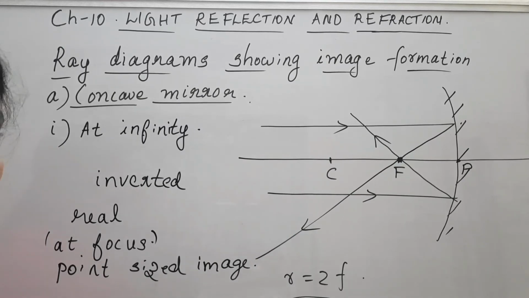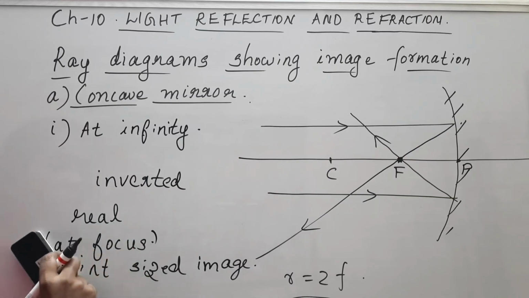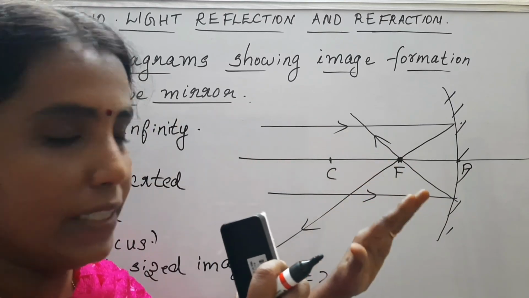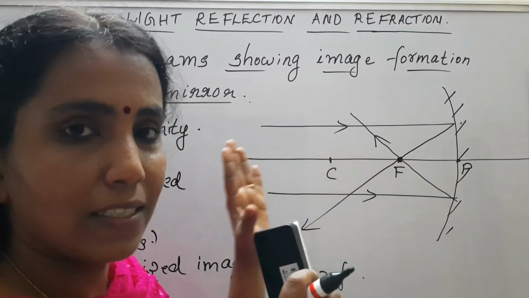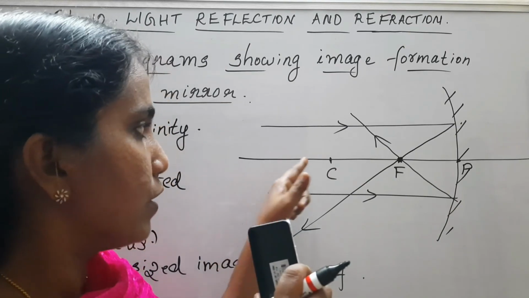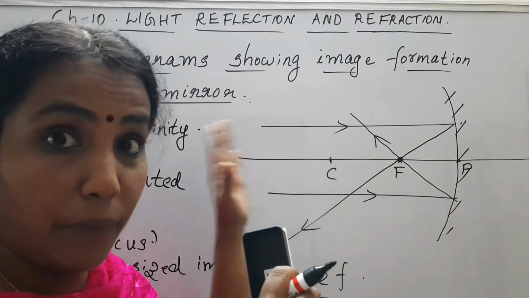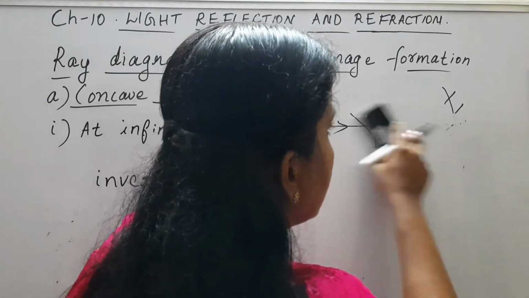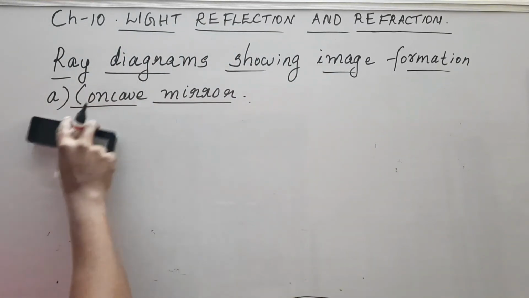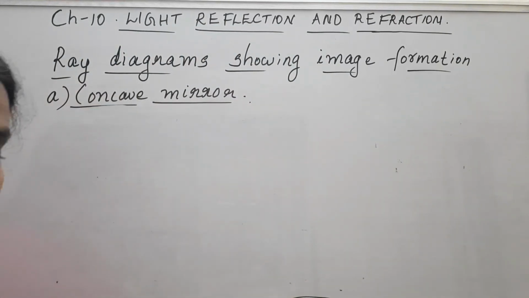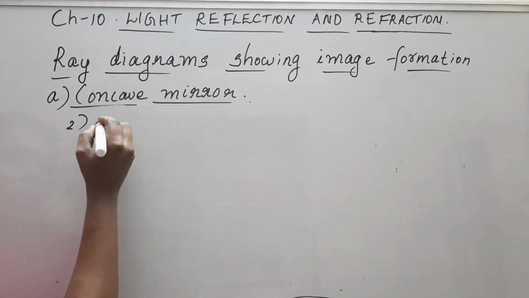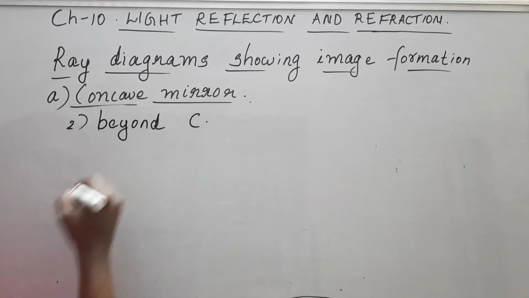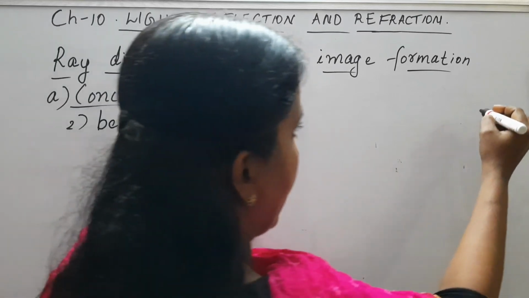Okay, now we move on to the second position. In the case of a concave mirror, the object at infinity we already discussed. Now on the principal axis itself, we will discuss the object positions. So next case is beyond C. We will draw the diagram as we have drawn in the previous case. So second case, when the object lies beyond C. The object position is beyond C. So we'll draw the diagram.